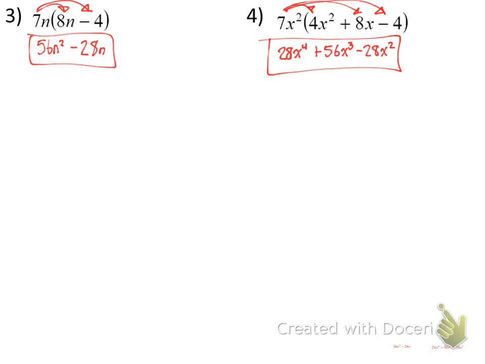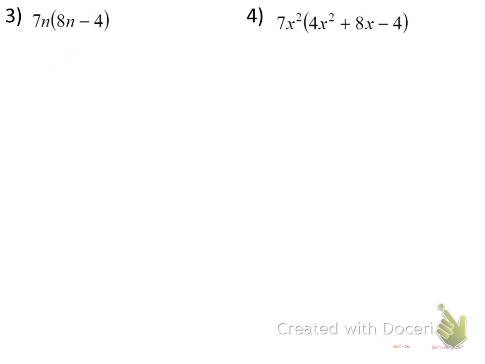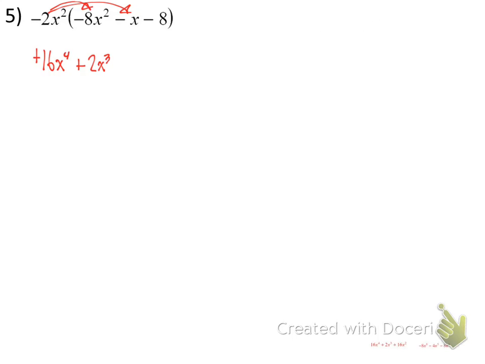Let's do one more, just for the sake of practice. On number 5, turn to your neighbor. We have a negative times a negative. What is a negative times a negative? Tell me. Positive. Okay, work it out. Ready, set, go. So over here we got negative 2x squared times negative 8x squared is positive 16x to the fourth. So we have negative 2 times negative x is going to be positive 2x to the third power. And then we got negative 2x squared times negative 8 is going to be positive 16x squared.